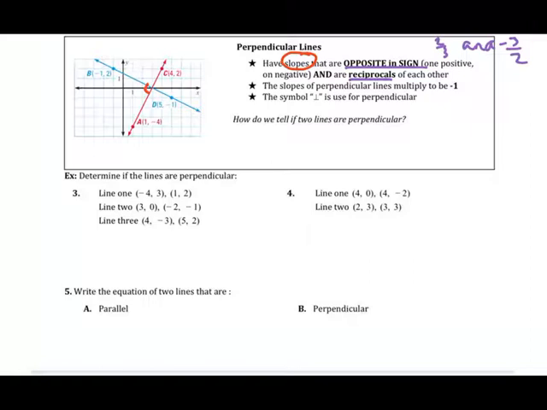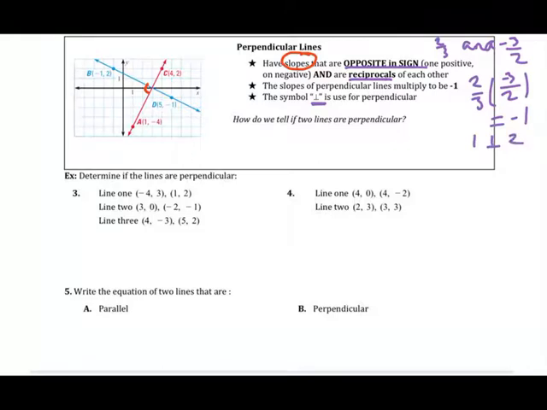Something kind of cool to notice is that because they are opposites and reciprocals, if you actually multiplied them together, you would get -1. So perpendicular slopes always multiply to be -1. The symbol that we use for perpendicular looks like an upside down capital T. So you could say that line 1 is perpendicular to line 2.